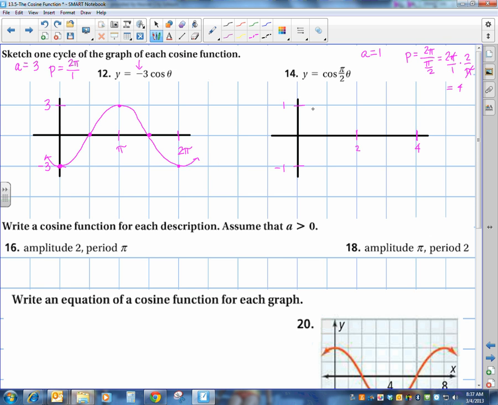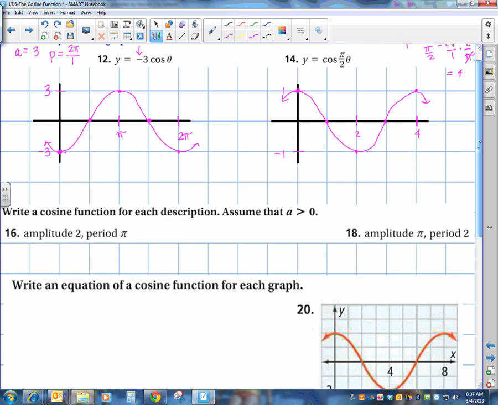I don't have any negatives, so I'm going to start at a max. I'm going to end at a max. Halfway between is a min. Halfway between the max and mins are my zeros. And then connect. I kind of missed that. Let's try that one more time. So you got the idea.